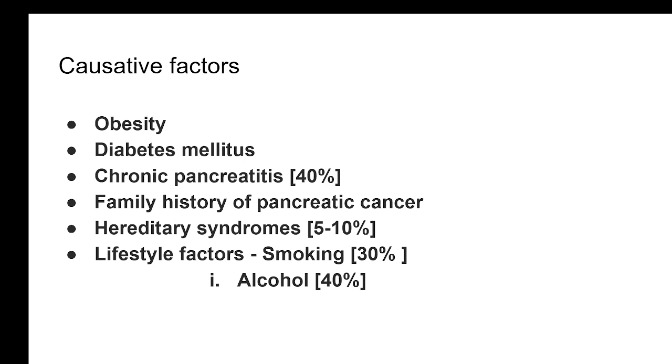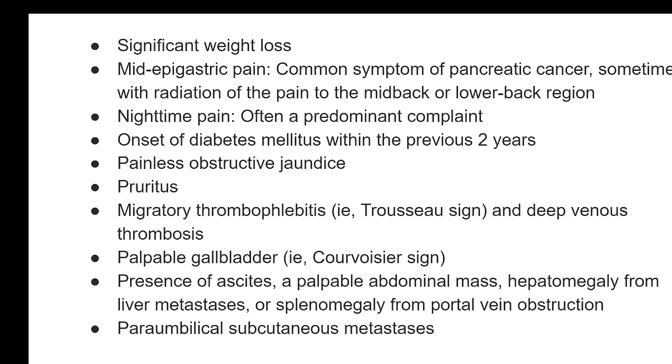But among those patients who have malignancy, if you take the history, 40% of them would have a history of chronic pancreatitis. And there too, lifestyle factors like alcohol-induced pancreatitis would have a high chance of developing into pancreatic carcinoma. Then family history of pancreatic cancer also is another condition. Hereditary syndromes, there could be many hereditary pancreatic pathologies which can result in malignancy, which is around 5 to 10%. Other lifestyle factors which are well known to have a close relationship with pancreatic malignancy are smoking and alcohol. Alcohol has 40% association and smoking 30%.